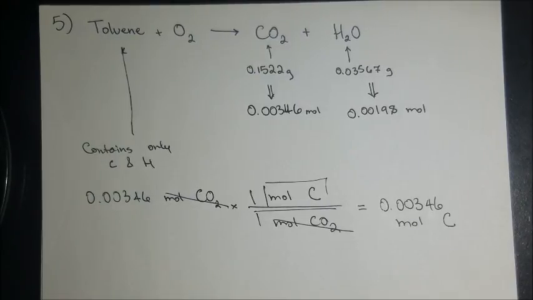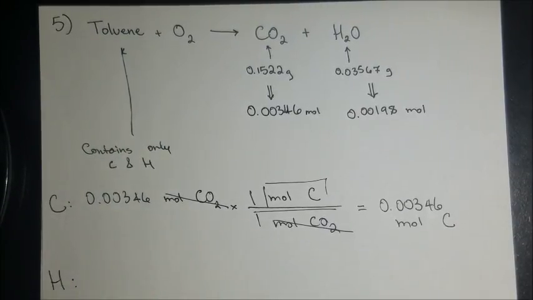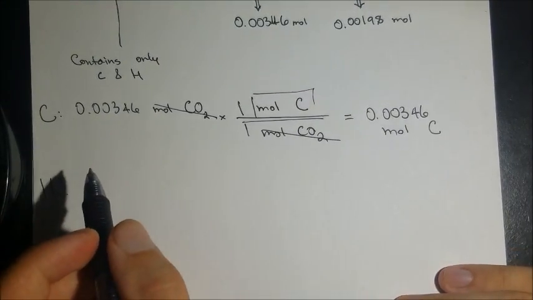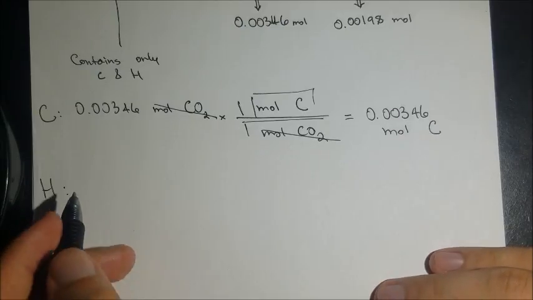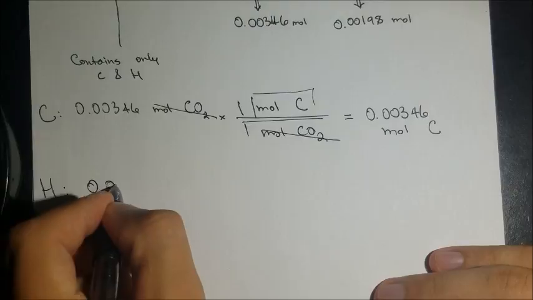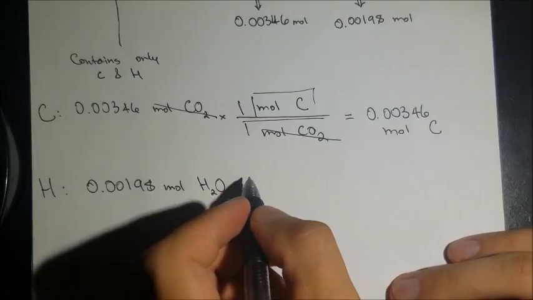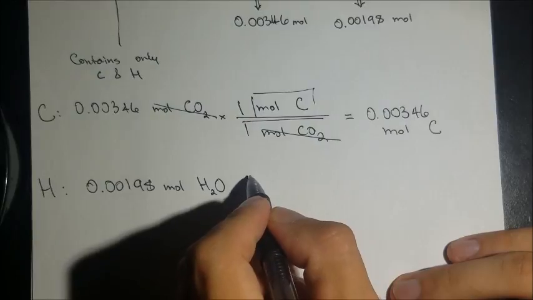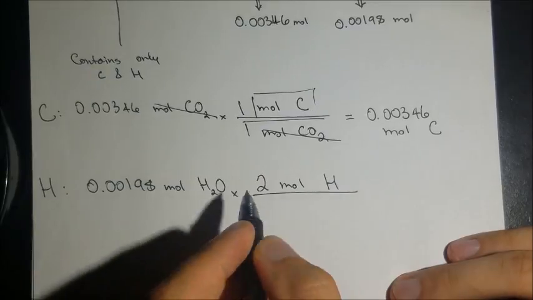So let's do the same thing for the hydrogen. So this was for carbon, now we're going to do the same thing for hydrogen. And let me move this up a little bit. So for hydrogen here, we can't just start with hydrogen, we have to start with water, and we then also have to recognize that 0.00198 moles of water are going to have twice as many moles of elemental hydrogen. So for every 1 mole of water, I'm going to have 2 moles of hydrogen.